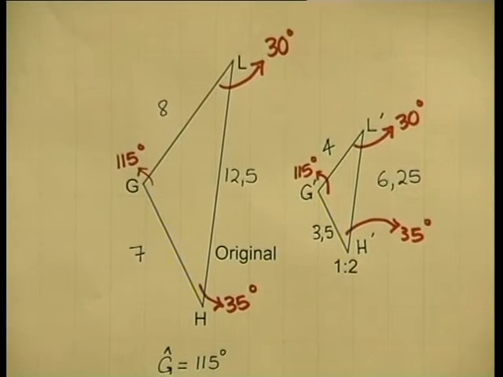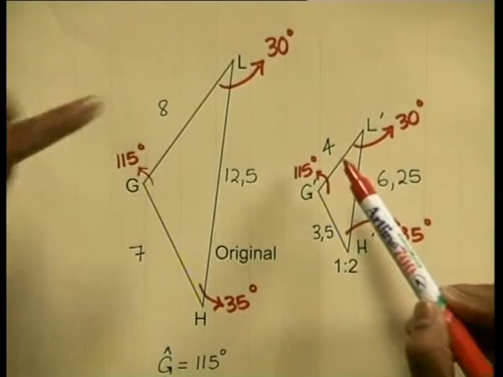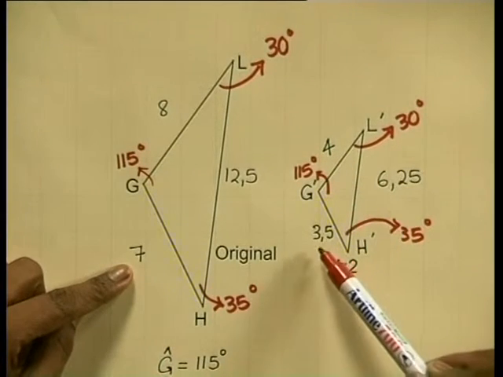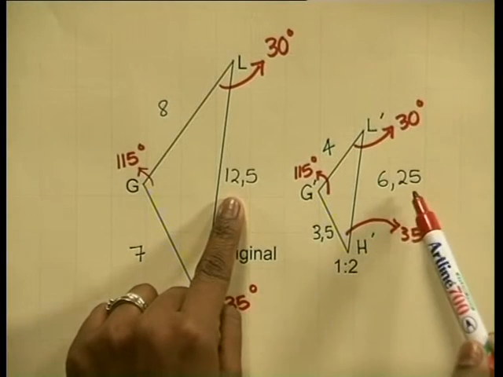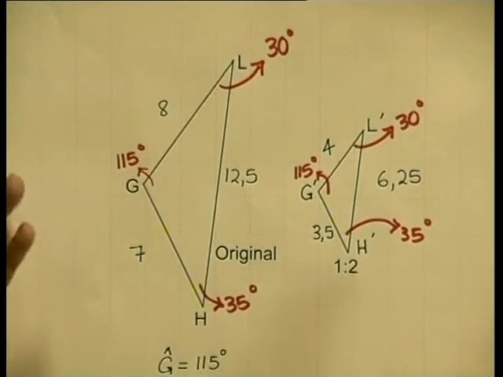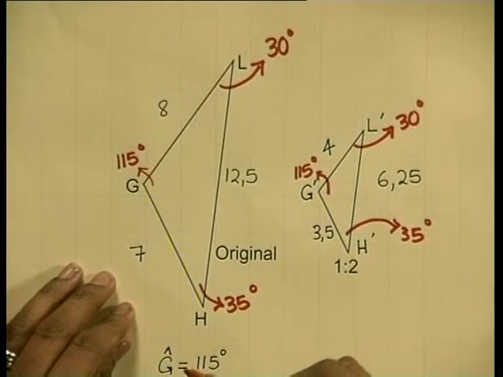So we see that the sides are also in proportion to one another. In this triangle we have 8. Here it is 4. In this triangle it is 7. In this one 3,5. Here 12,5 becomes 6,25. So we see this triangle is half the size of this triangle, or they are in the ratio 1 to 2.